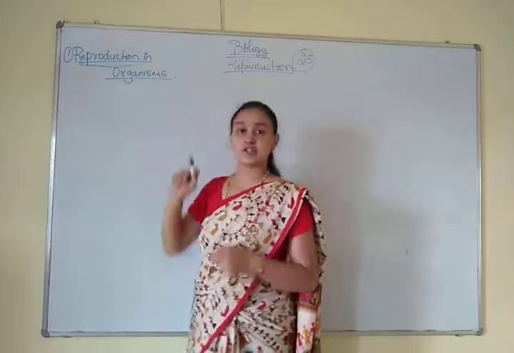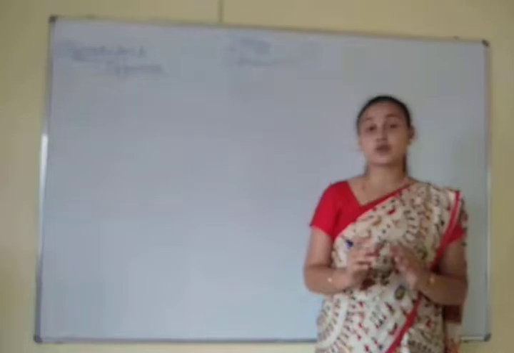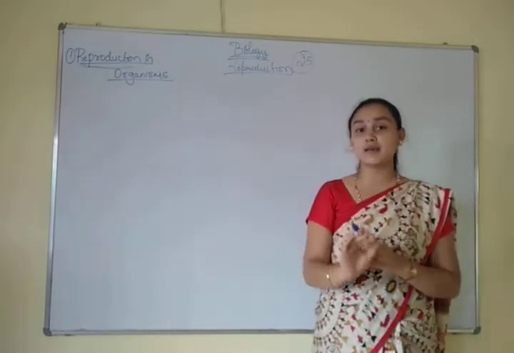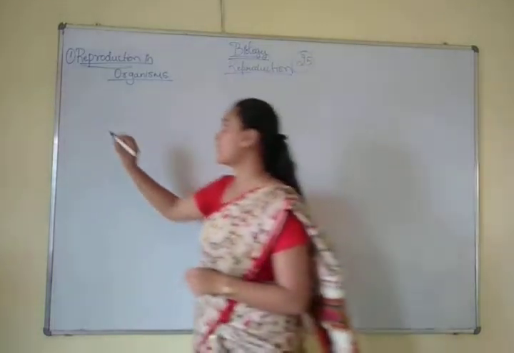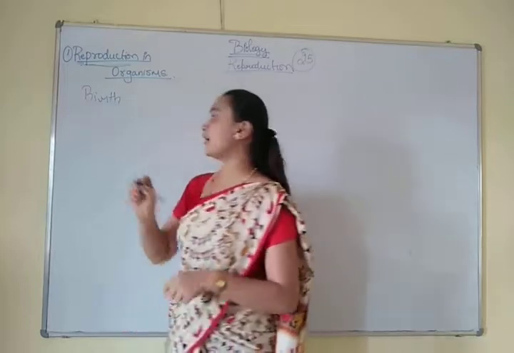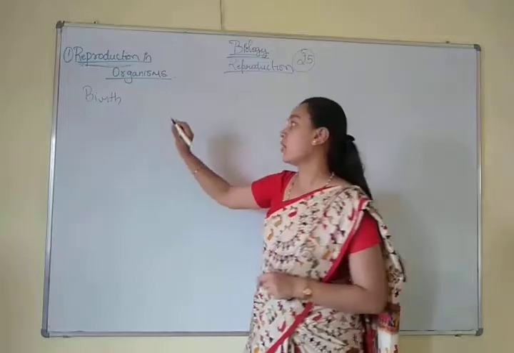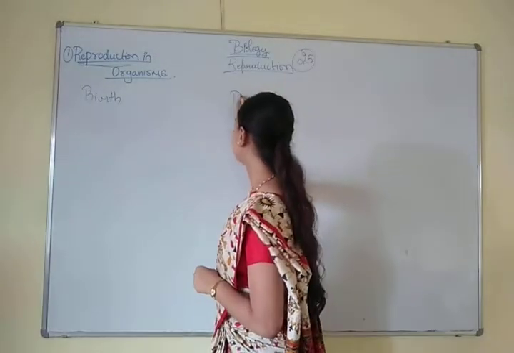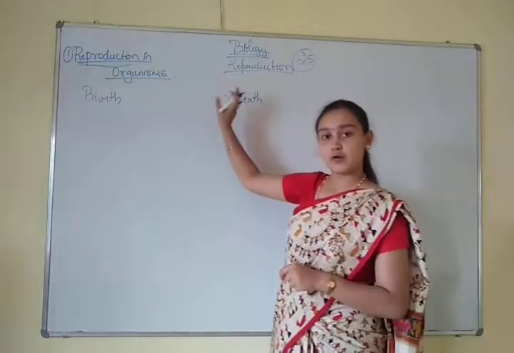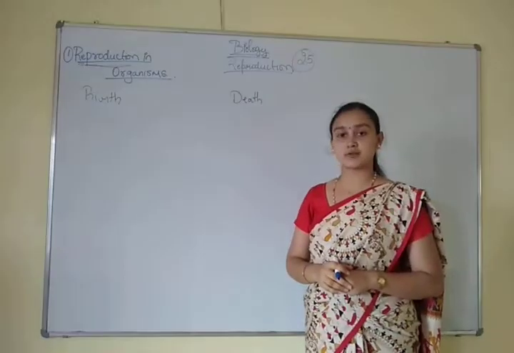So reproduction in organisms is nothing but the organism giving birth to the young one. Now there will be the birth of an organism. If there is a birth, obviously there will be the death of an organism. Where there is birth, there will also be death. So the birth and the death of organisms will be there.